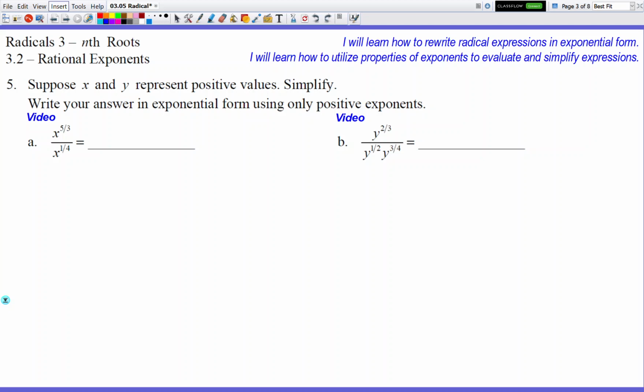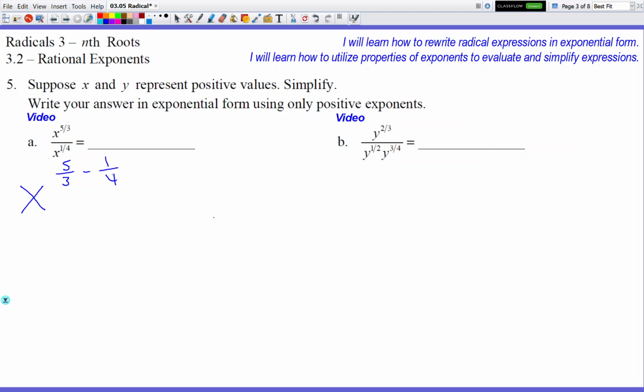Divide x's, subtract the powers. Since there's an x on the top and an x on the bottom, we're going to subtract the powers. So you're basically going to get x to the 5/3 minus 1/4 power. We're subtracting the powers because my x's are being divided. Make sure you understand that connection. Dividing x's means you subtract the powers.